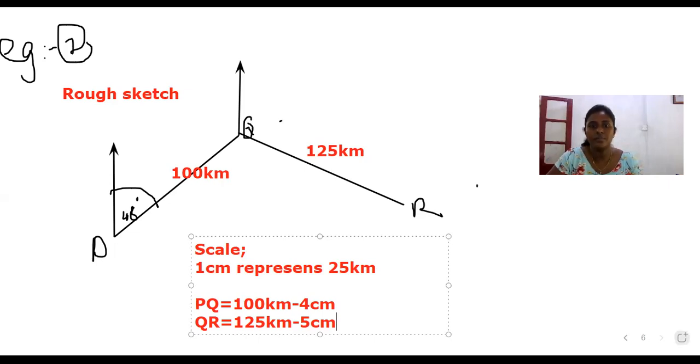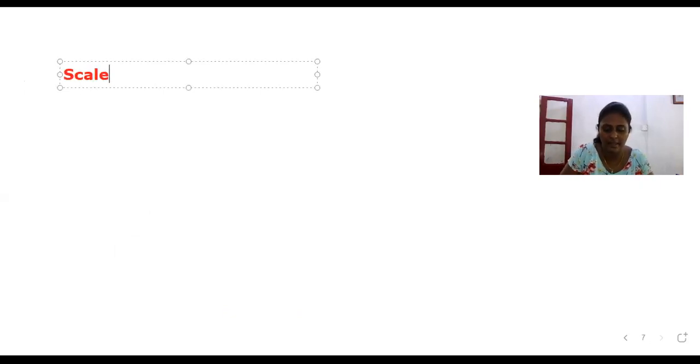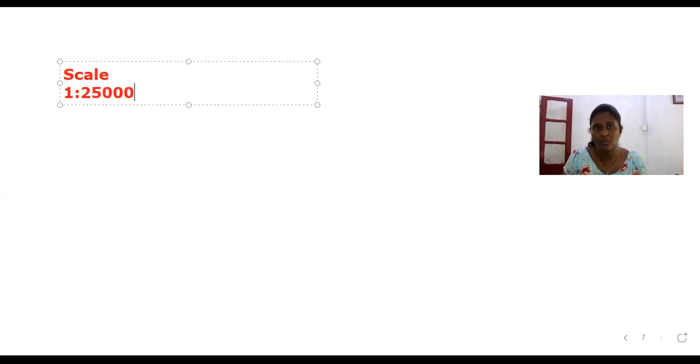Right, now let's draw the scale diagram. Then let's get the scale. The scale is 1 to 25 kilometers. 25 kilometers means 25,000 meters, and again we have to show it in centimeters, so the ratio is 1:2,500,000. Hope all of you are clear.